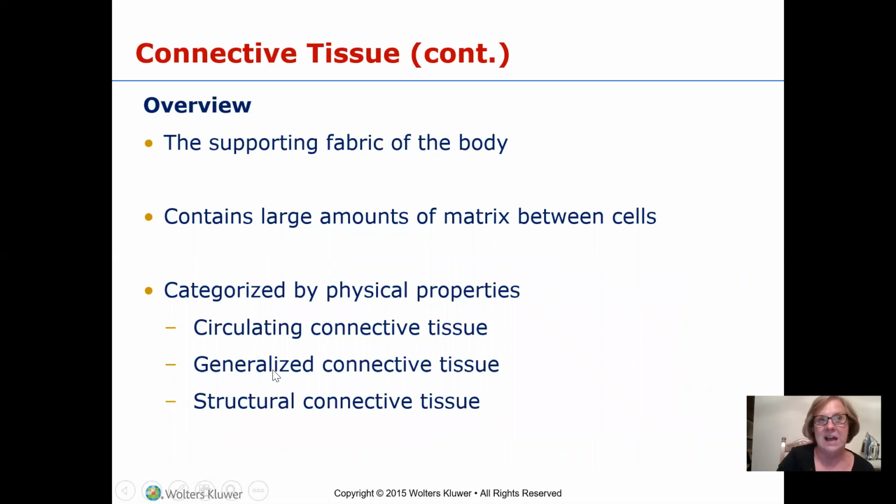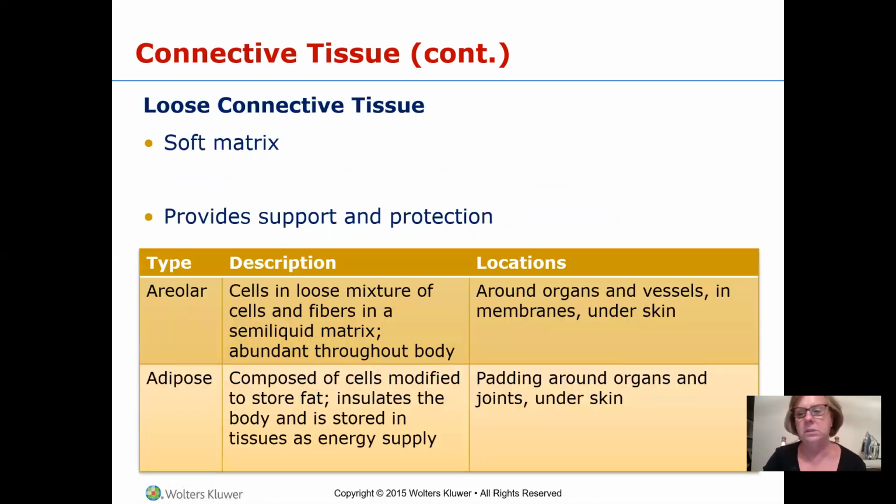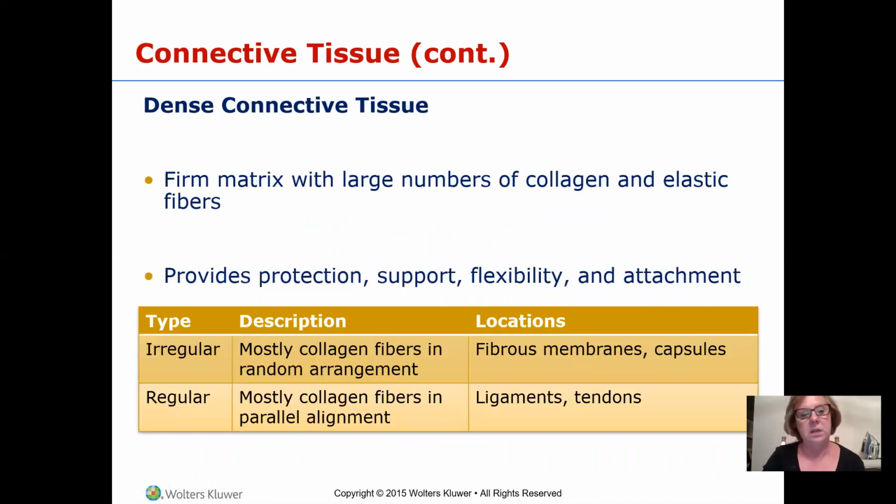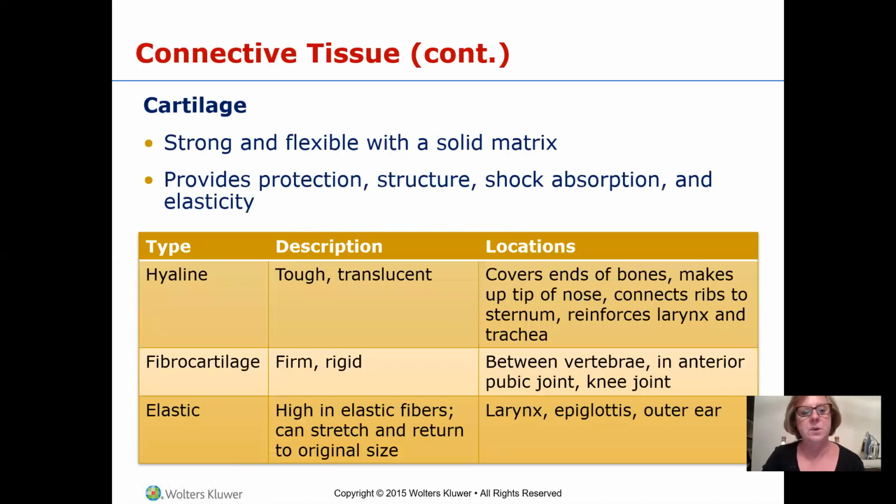The loose are either adipose tissues, or they are going to be the areolar, and then you have the structural ones, which are the bone and the cartilage. Okay, so back again where we are here. So cartilage. There are three different types of cartilage.